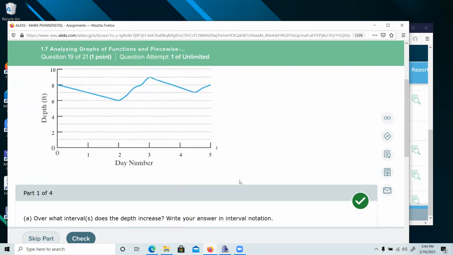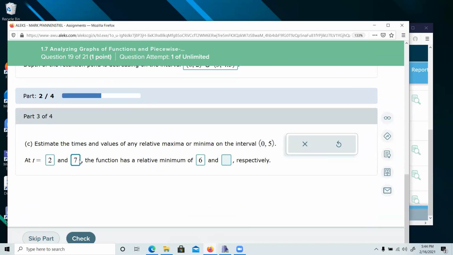Oh, no, that's not. 4.5 and 7. Okay, there we go.